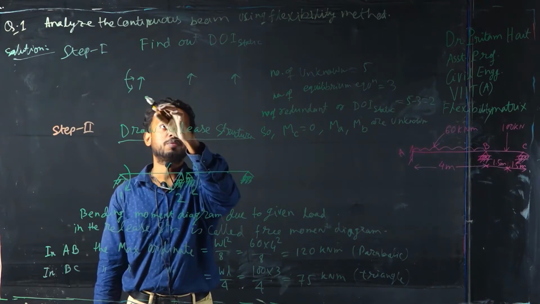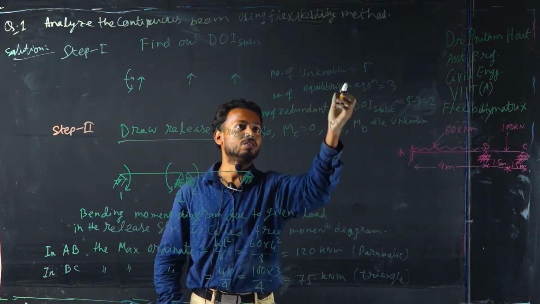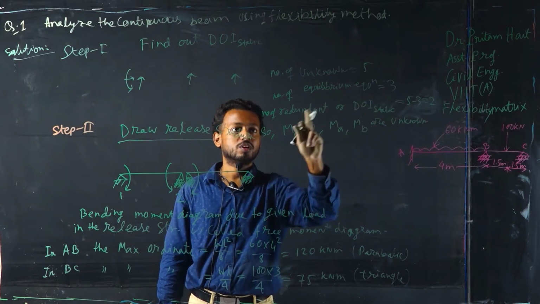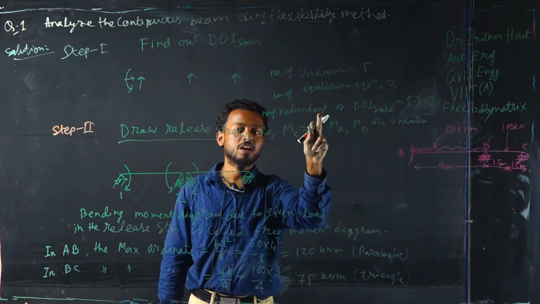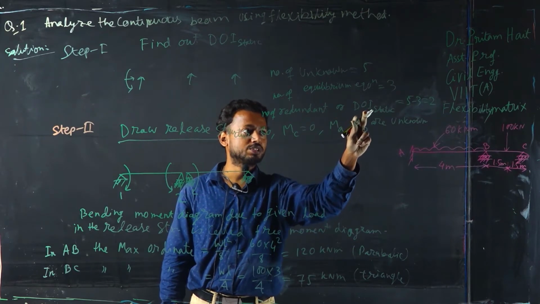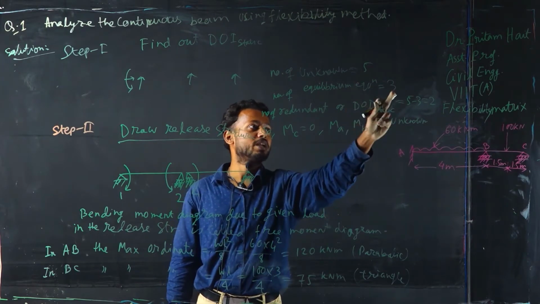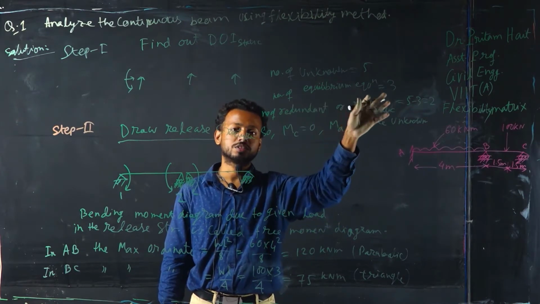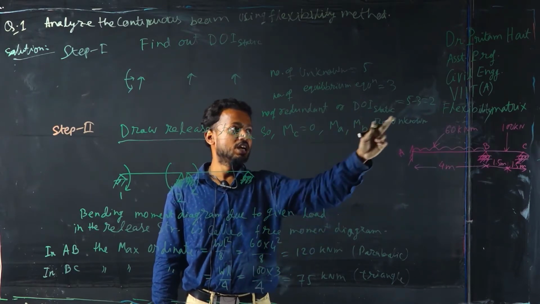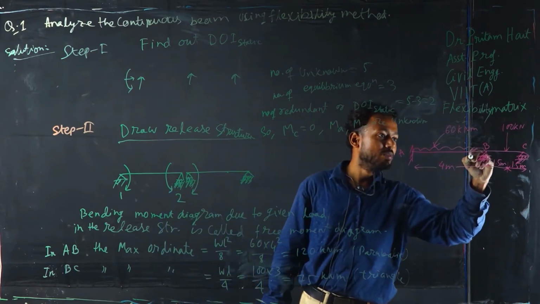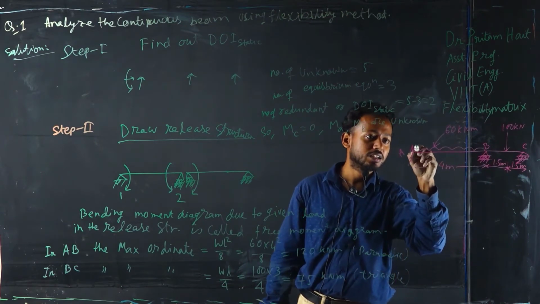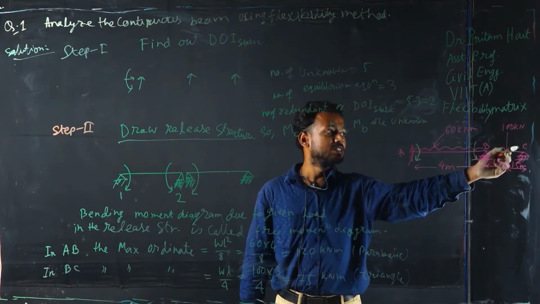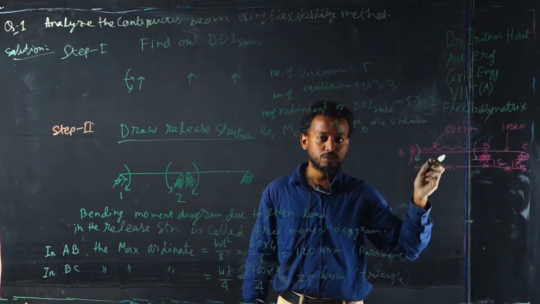So total unknown is 3 plus 2 is 5. So I have 5 unknowns, and I know the equations of equilibrium are 3. So the degree of static indeterminacy equals 5 minus 3 equals 2. Okay, you can calculate using the formula, or you can calculate using this concept. Okay, so I have two unknowns. One unknown will be here, one unknown will be here, and another unknown will be here. At C, the bending moment will be 0.